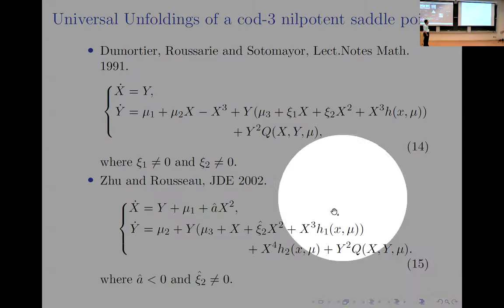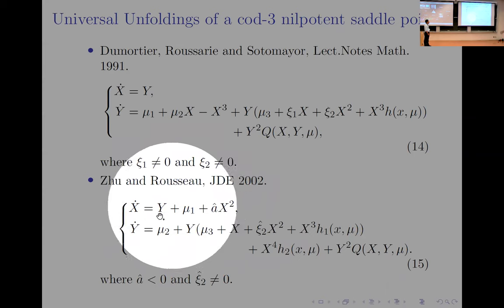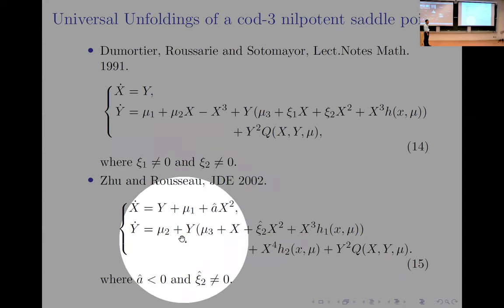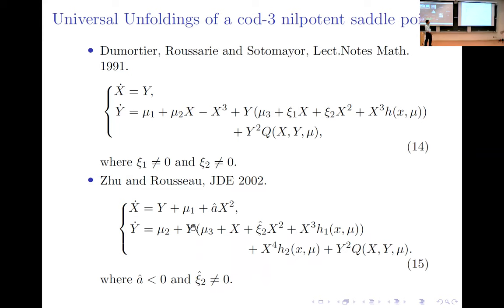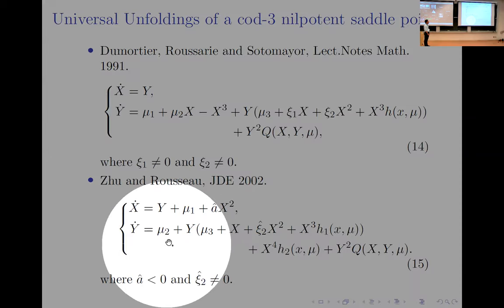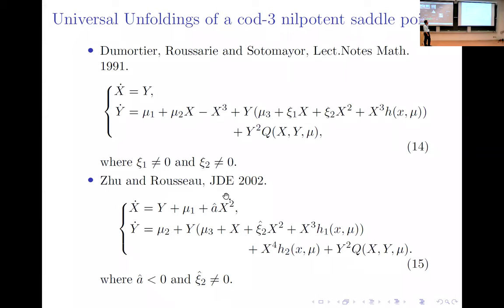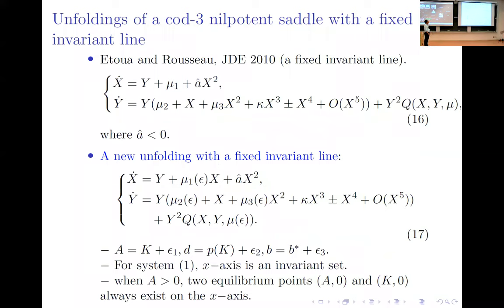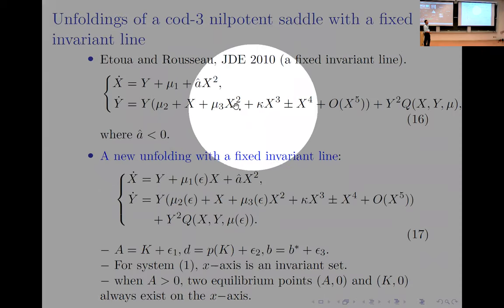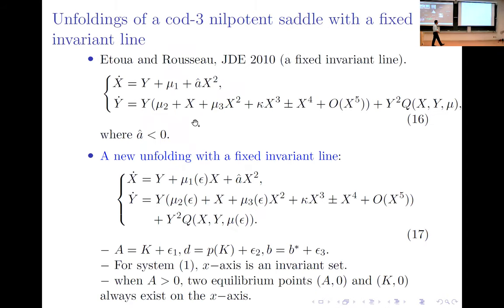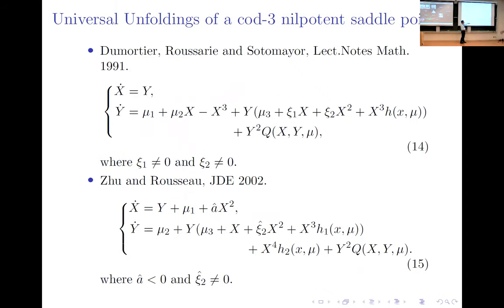Now look at system 15. For the second equation, we have mu 2, which is a constant or parameter. Of course, it's easy to see that if mu 2 is not 0, the x-axis is not an invariant line. So what if the x-axis is an invariant line? There is a new normal form when there is a fixed invariant line for the system. This term is gone. You see y dot for y equals 0 is identically 0, so the x-axis is an invariant line.